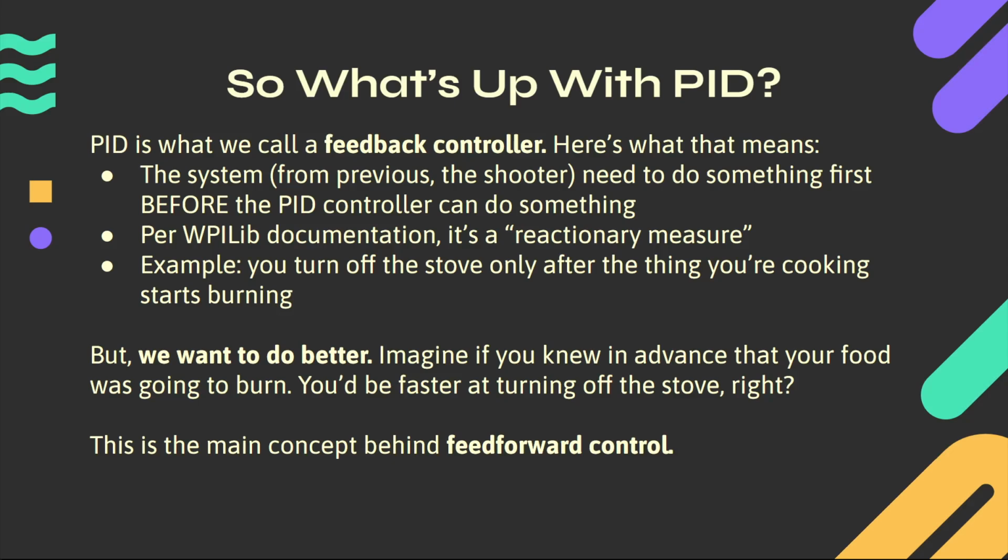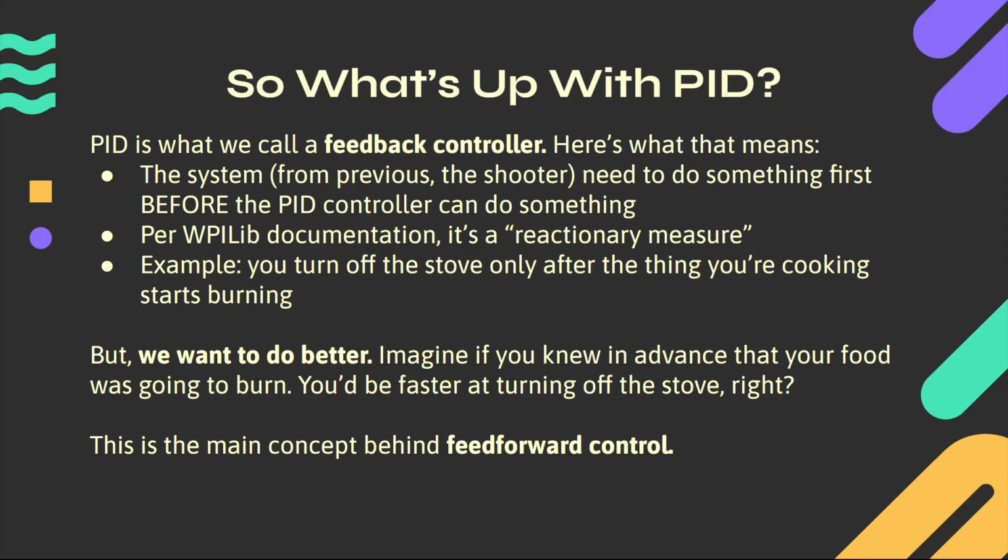I mentioned this briefly in 5.1, but PID is what we call a feedback controller. So here's what that means. The system, and in the previous video you worked on a shooter, needs to do something first before the PID controller can do something. So effectively what's happening is that you have this initial motion, and then the PID controller starts acting on that motion. Per WPI documentation, which I love the way they describe it, it's called a reactionary measure.